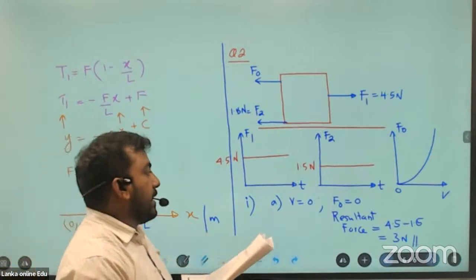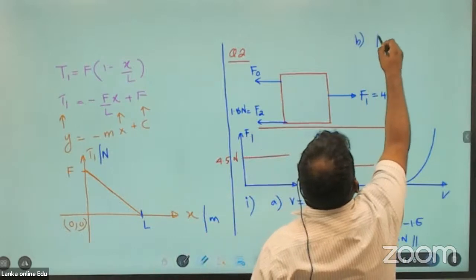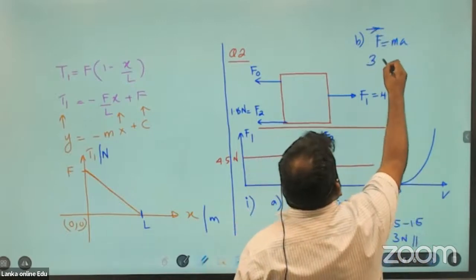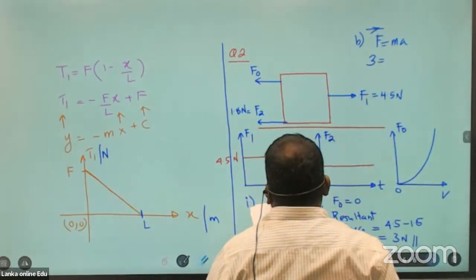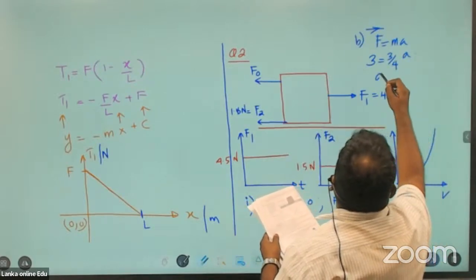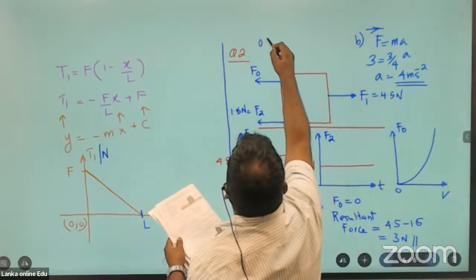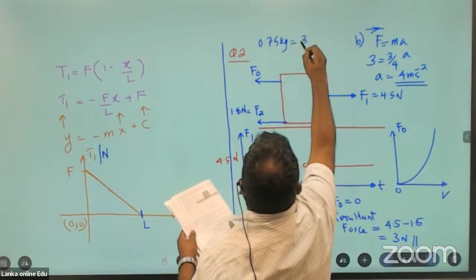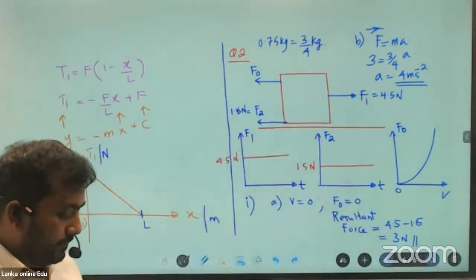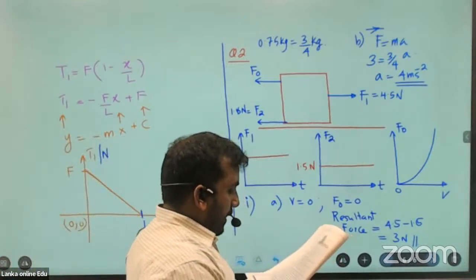What's the initial acceleration of the box? So I can answer this part B here. Apply F equals ma in the forward direction. Resultant force is 3 Newton. Mass of the object is 0.75, which is 3/4 kilogram. A is equal to 4 m/s². Remember, 0.75 kilogram means 3/4 kilogram. Don't forget. What's the next one?